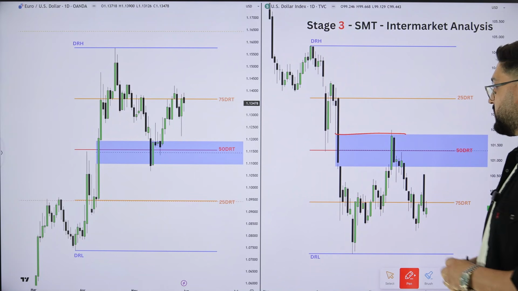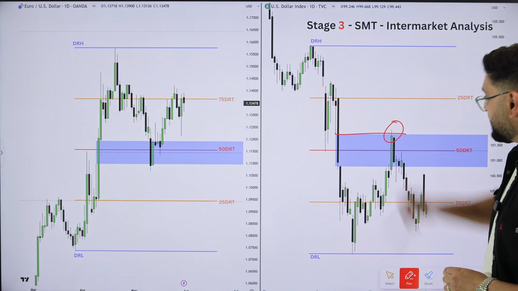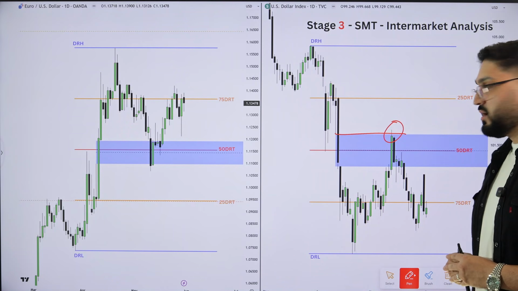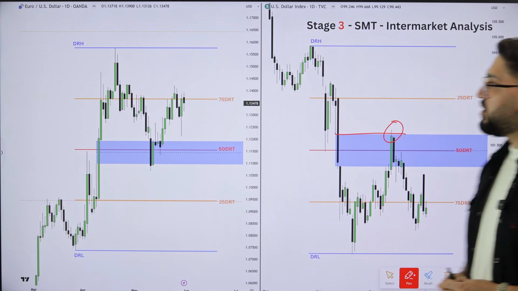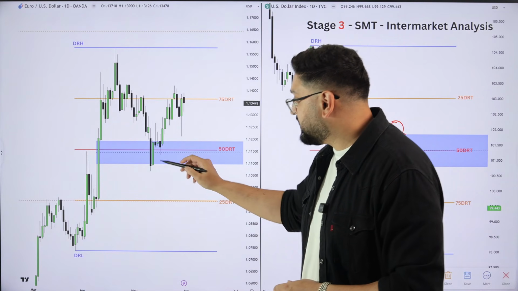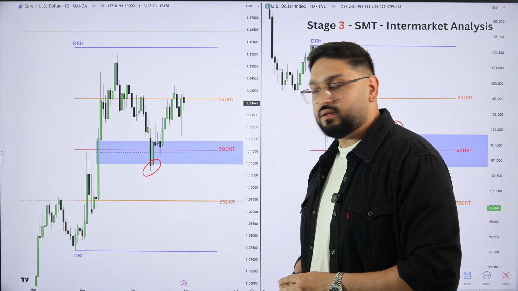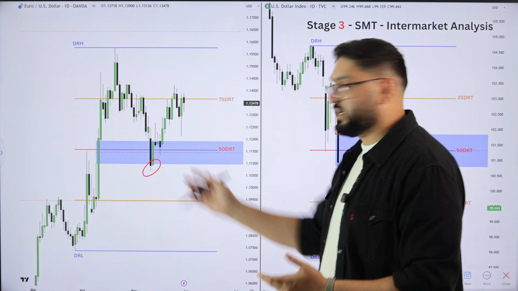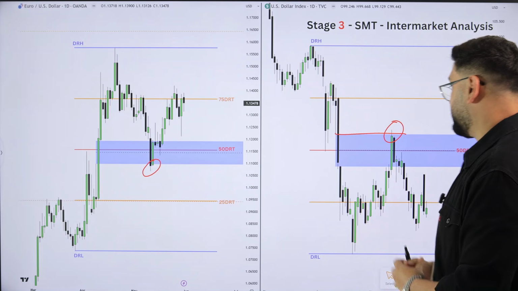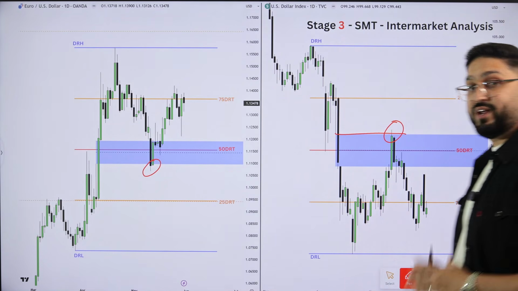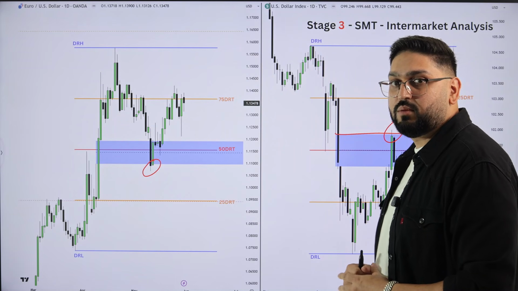But notice this small detail here. The bodies here fail to close outside of that fair value gap, whereas on the euro dollar, we see it close outside of that fair value gap. So we class this as a fair value gap SMT divergence in an already underlyingly bullish market.